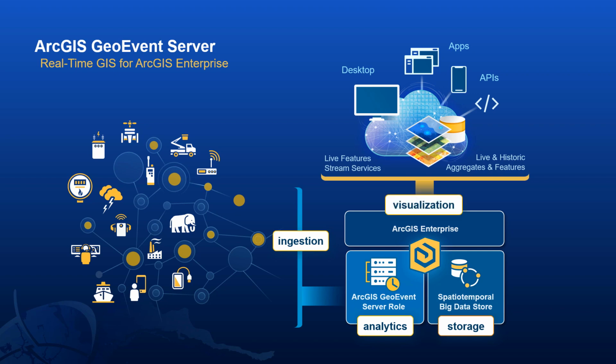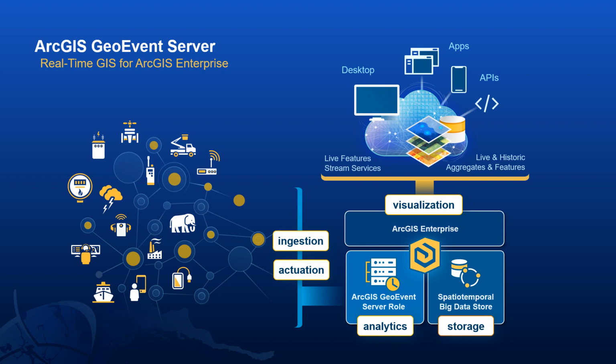The fourth key capability is visualization. Simply processing and storing your real-time data doesn't quite tell the whole story. Most oftentimes, we want to be able to visualize this data. GeoEvent Server enables this through the use of different services, such as map services, feature services, and stream services.